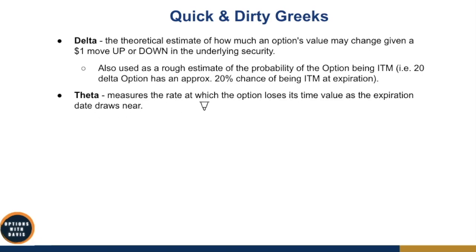And next we have theta. Theta measures the rate at which the option loses its time value, which is the extrinsic value, as the expiration date draws near. So just imagine you're holding an ice cream cone, right? Imagine you're holding an ice cream cone during the summer. The ice cream will melt very, very quickly, until the point that there's no more ice cream left and all that's left is your ice cream cone. So basically theta measures the rate at how fast this ice cream is actually melting.